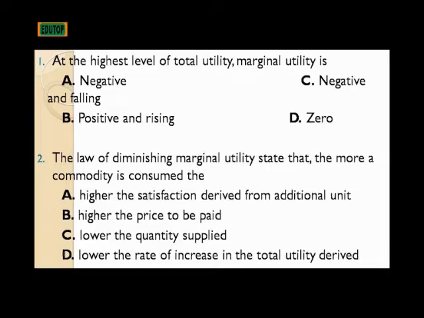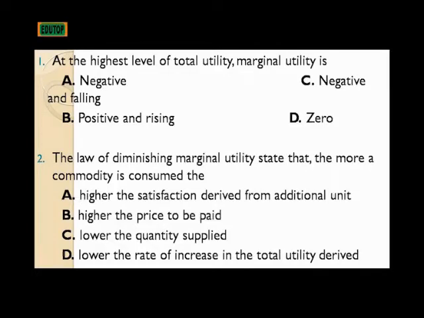The first question says, at the highest level of total utility, marginal utility is dash. A, negative. B, positive and rising. C, negative and falling. D, 0.